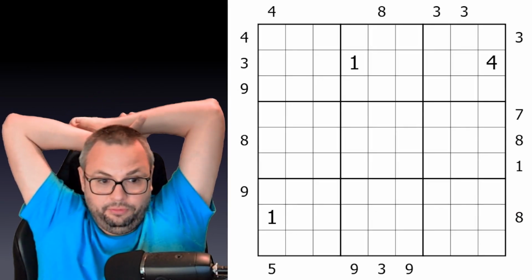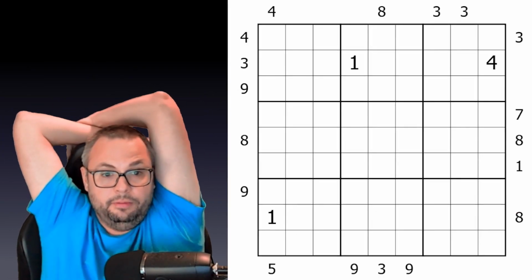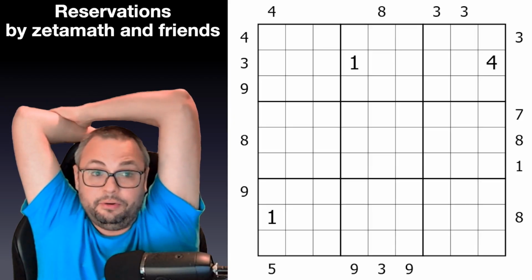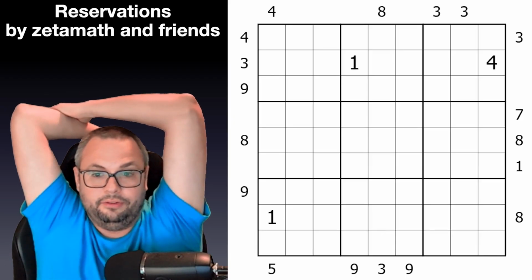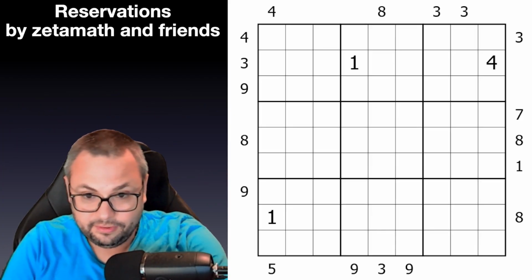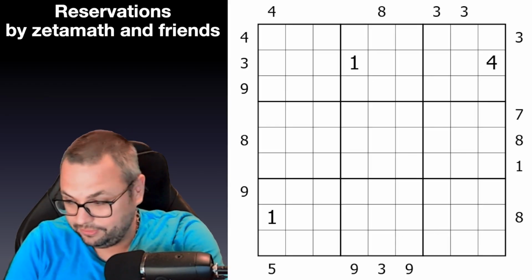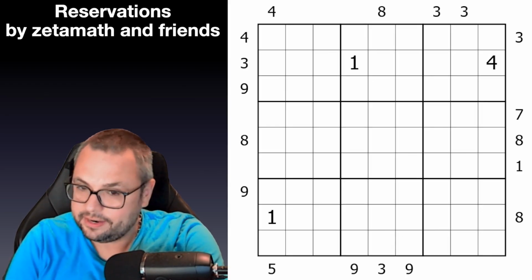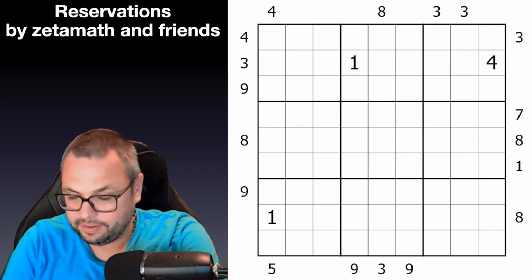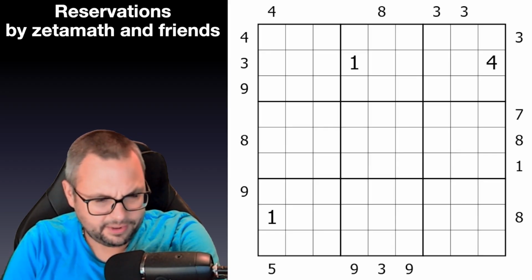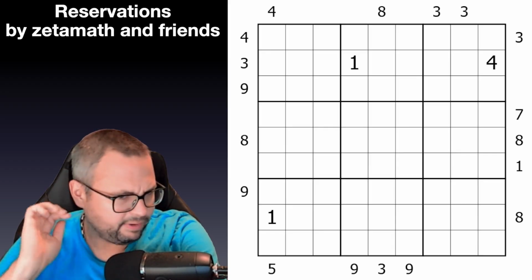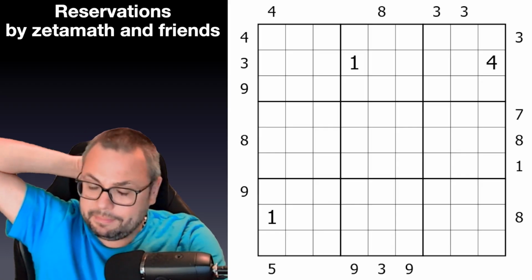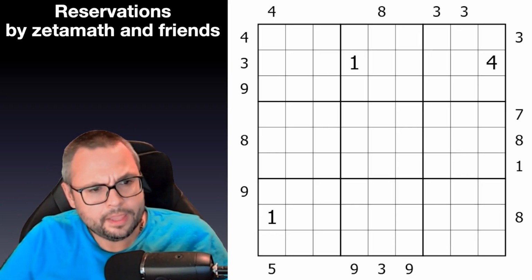Today, I have a puzzle for you that is a numbered rooms puzzle that we set on stream. That is why it's by Zetamath and Friends, because any puzzle I set on stream is always attributed, at least it's intended to always be attributed as Zetamath and Friends. I may have occasionally messed that up. Not that I'm aware of. If you're aware of any, let me know, but I'm not aware of any where I've messed it up.